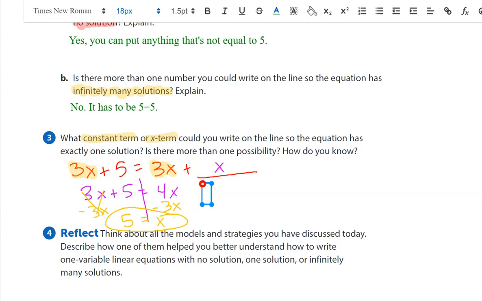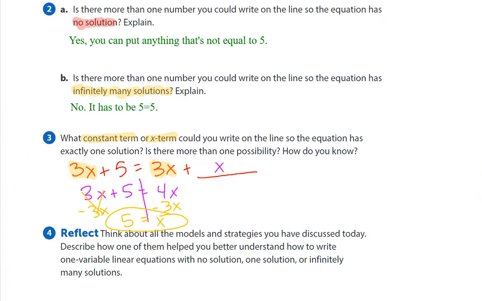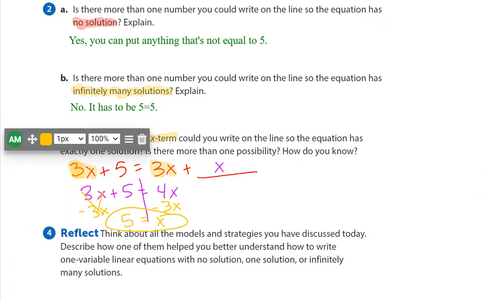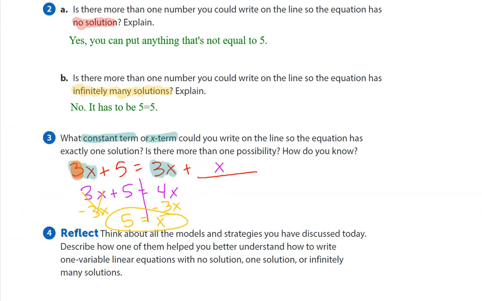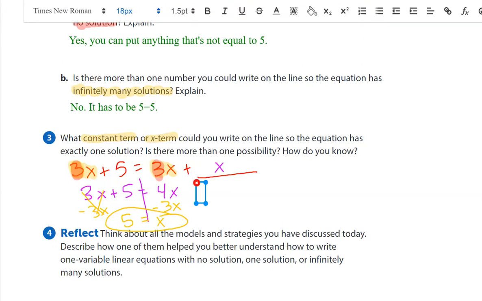So what we need is, remember this number? Another reminder. The number that's with the x, with the variable, that's called the coefficient. So the coefficients need to be different. We need a different number of x's. You need the coefficients for the variable terms to be different.